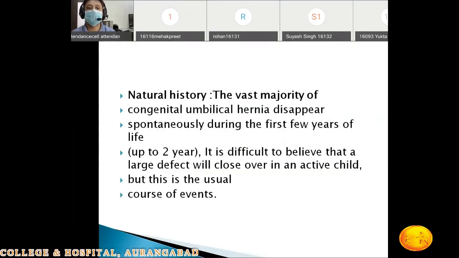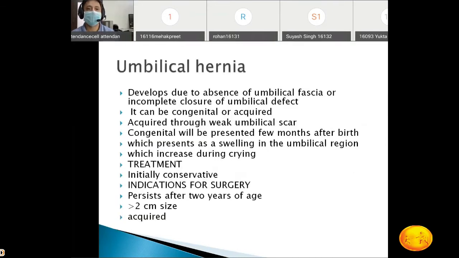Naturally, the vast majority of congenital hernias disappear spontaneously during the first few years of life, up to 2 years. It is difficult to believe that a large defect will close over in an active child, but this is the usual course of events. Umbilical hernia develops due to the absence of umbilical fascia or incomplete closure of the umbilical defect. It can be congenital or acquired. Acquired occurs through the weak umbilical scar.